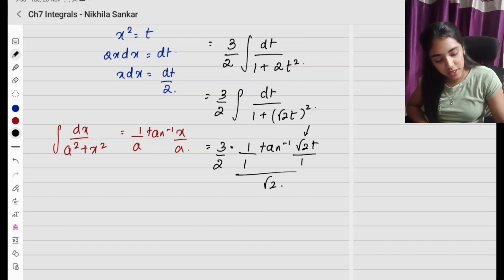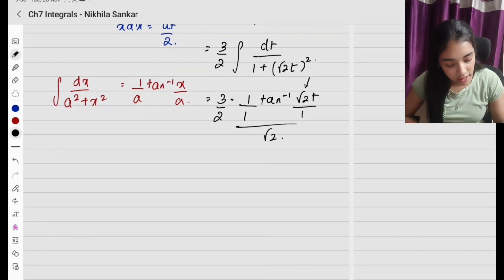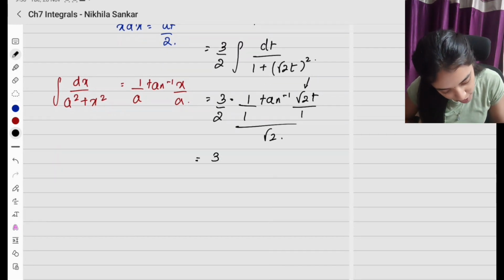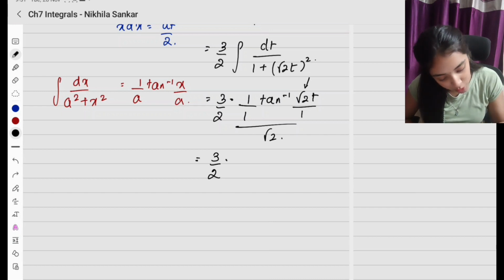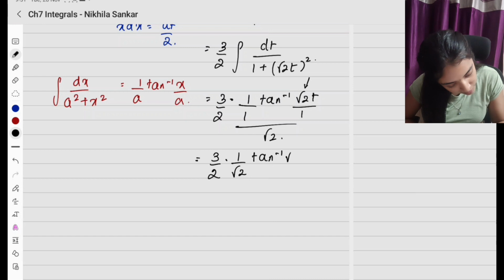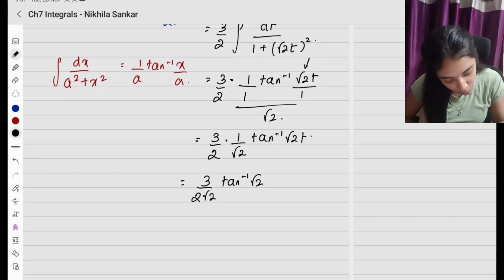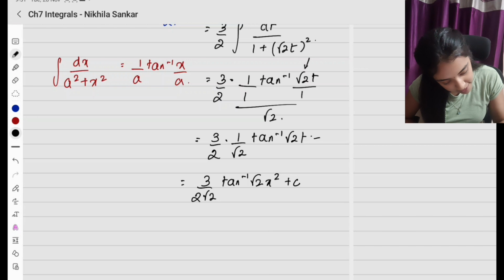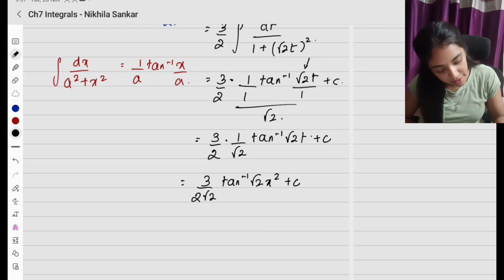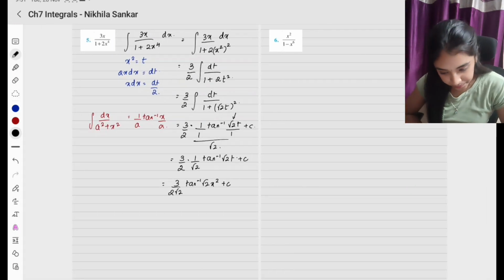Remember the coefficient is going to be root 2 இல்லையா? அதனால divided by root 2 பண்ணணும். So, this is going to be 3 by 2. Denominatorல root 2 இருக்குனா numeratorல வந்ததுனா it becomes 1 by root 2 times tan inverse of root 2t which is going to be 3 by 2 root 2 tan inverse of root 2 t ஓட value என்ன substitute பண்ணோம்? x square plus c. Okay, so this is my final answer. Please copy.